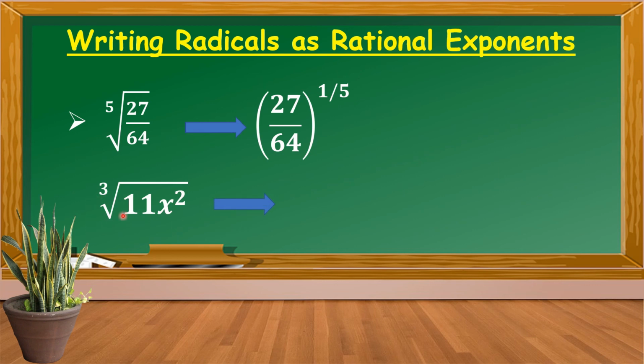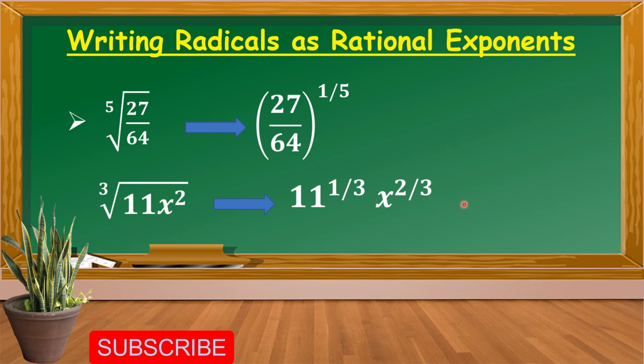Next is the cube root of 11x squared. So how are we going to translate or write this into rational exponent? That is 11 raised to the power of 1/3. Asan galing si 1/3? So we all know that our index is 3. So automatic, ang dating denominator sa rational exponent is 3. So bakit 1? Because 11 here doesn't have an exponent. It is understood that the exponent is 1. So that's why we have 11 raised to the power of 1/3.